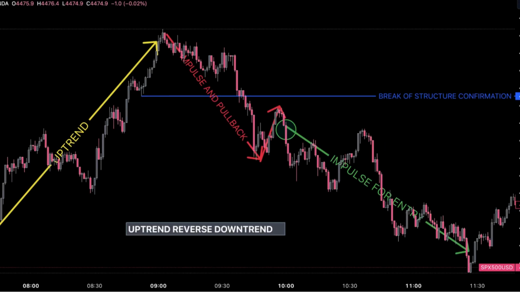Here is the other direction. Uptrend reverse to downtrend. In yellow is the uptrend. In red is the impulse and pullback. In green is the impulse for entry. The blue is where the uptrend's last higher low is met with the now downtrend pullback to confirm the structure being broken. The optimal reversal for market entry.